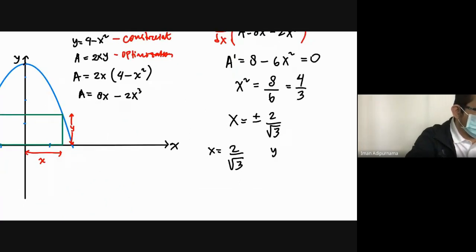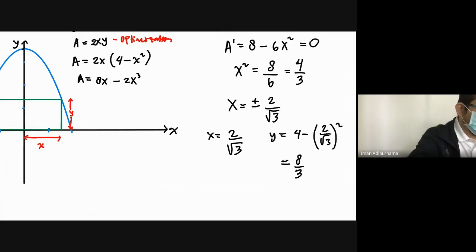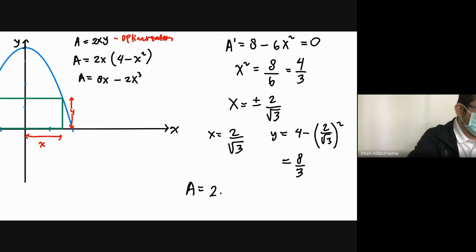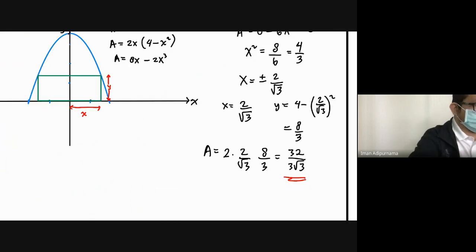And y will be 4 minus 4 over 3, which is 8 over 3, right? So the area will be 2 times x times y. This will be 32 over 3 (in square root form). Okay. If you want to stop here, that's okay. This is already correct.